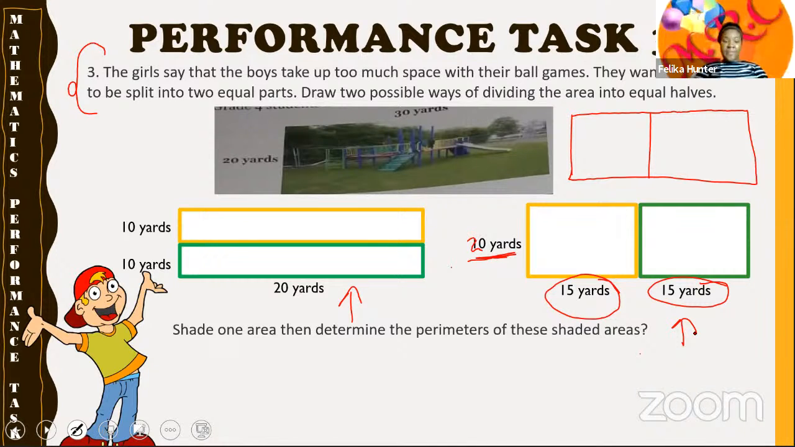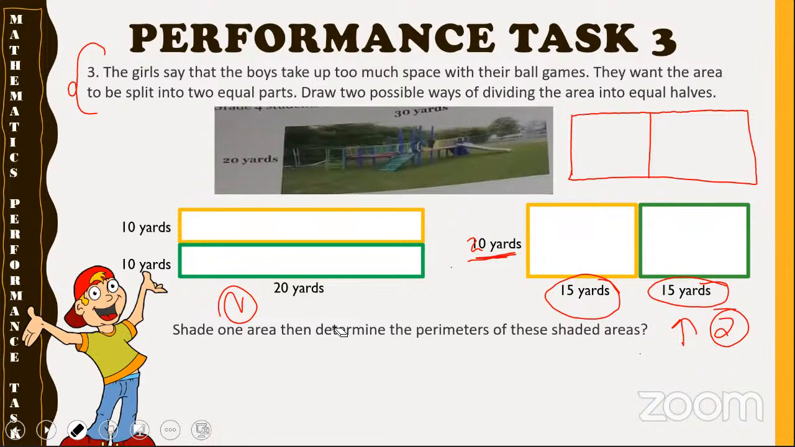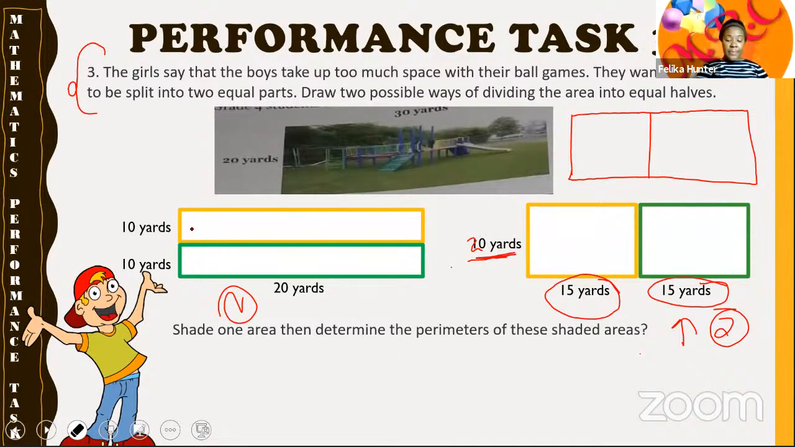So do you want us to do the first one here? This is number one and this is number two. They said we're supposed to shade one area. Which of them would you like us to shade that one area from? Would you like us to shade the one area from the first diagram or from the second diagram? First diagram. All right, so we're going to do it from the first diagram.